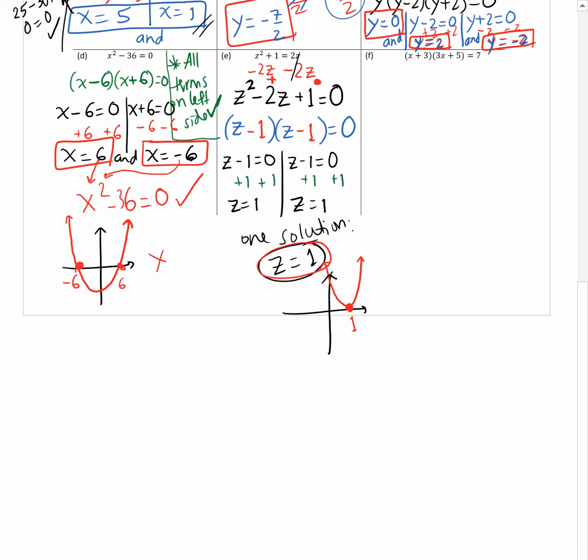So a lot of times there are two x-intercepts like you see in part D, but once in a while there's only one, like in part E. Anyway, sorry if you don't care about that, but that's just why that happens. Alright, let's look at part F.